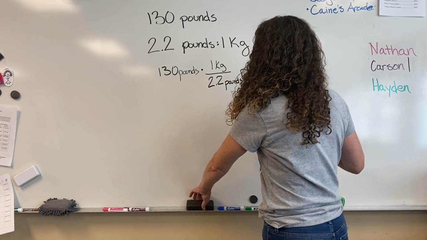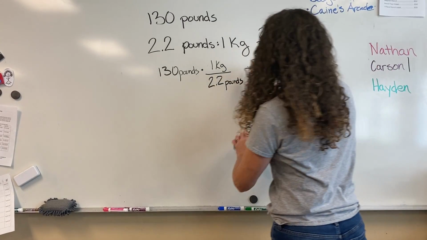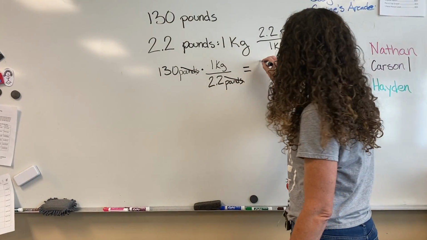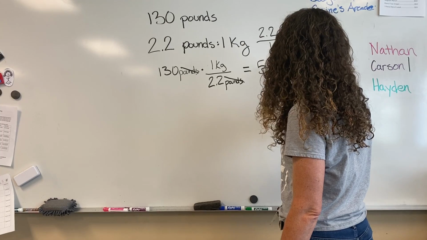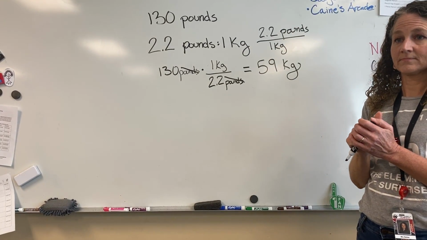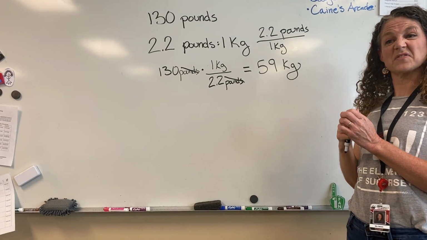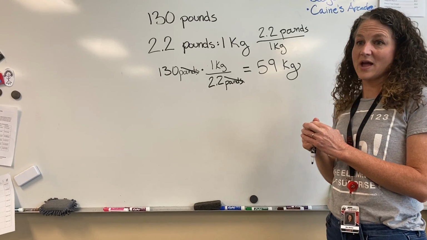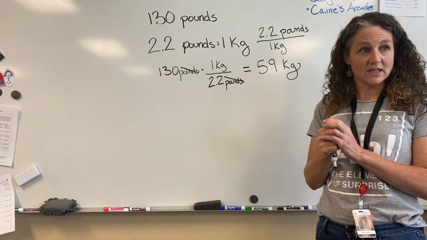And what is that? What's 130 divided by 2.2? Who has a calculator? Someone count? It's 59. I weigh 59 kilograms. 59.09. We're just gonna round it and call it 59. So I weigh 59 kilograms.